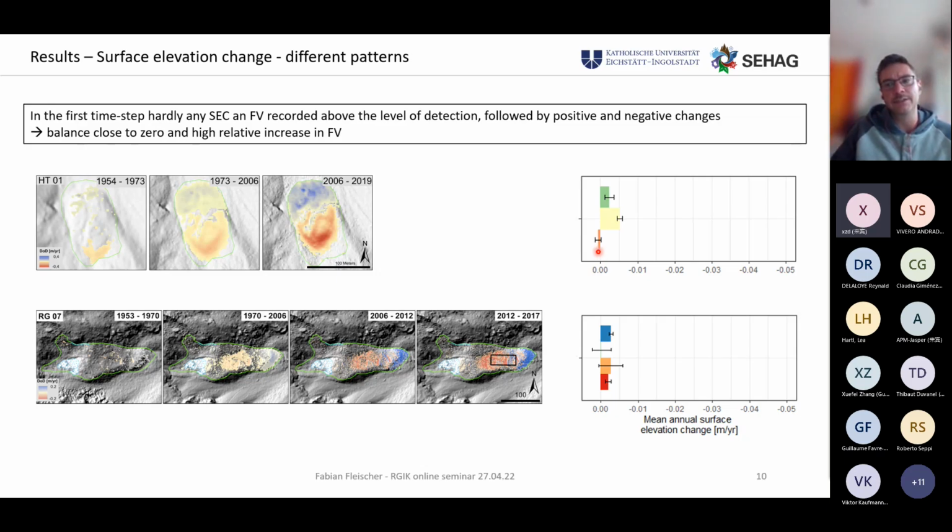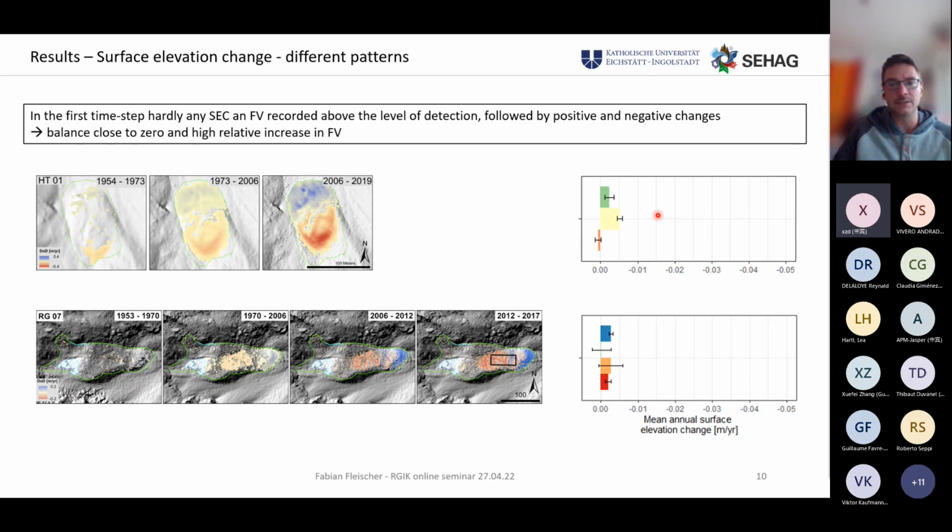Okay, so as we saw in the figure on the slide before, the mean surface elevation changes show quite different patterns on the rock glaciers. Some rock glaciers, as shown in these examples here, show hardly any surface elevation change in the first time step and also don't show any flow velocity above the detection level in the first time step. In the following, they show negative and positive values.